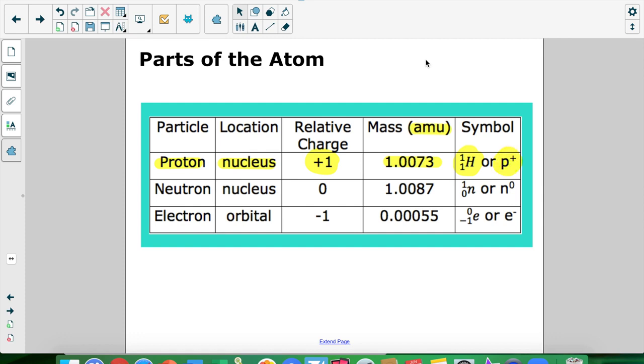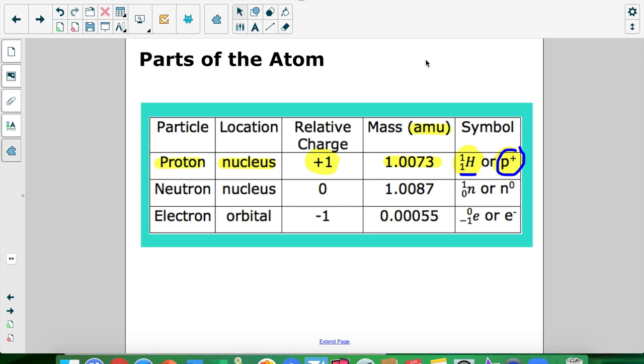Both symbols are important for you to learn and understand, because those are protons. In this set of notes, the symbol that we're going to use the most is the P+ symbol, but you also need to understand that the proton could be represented like H with a one on top and a one at the bottom. I will tell you what that is soon.